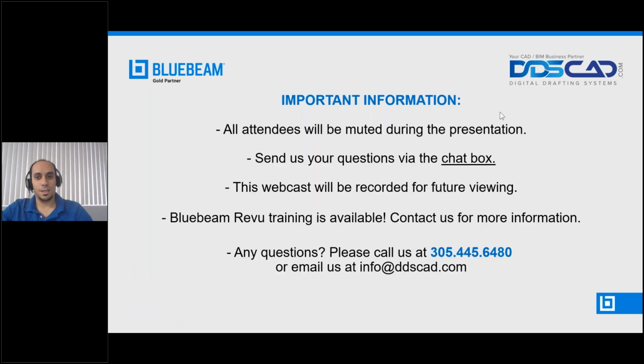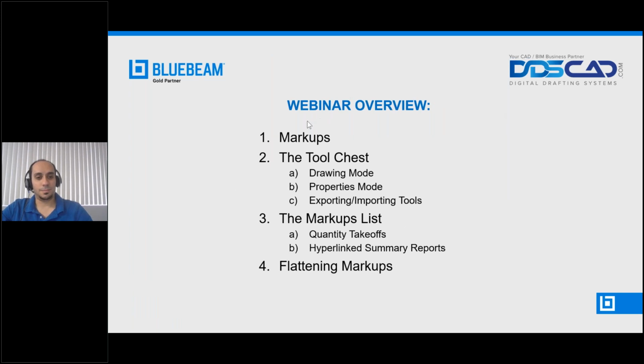So let's look at our little outline for today. We're going to be, of course, making markups. We'll go into the tool chest and drawing mode versus properties mode. Really powerful ways to use our tools and different kinds of ways that we can use our tools. We'll also look at how to export and import different tools. We can also get tools from Bluebeam's website. So I'll show you where I got a ton of tools for different disciplines. So any discipline you can think of, there's a tool for it.